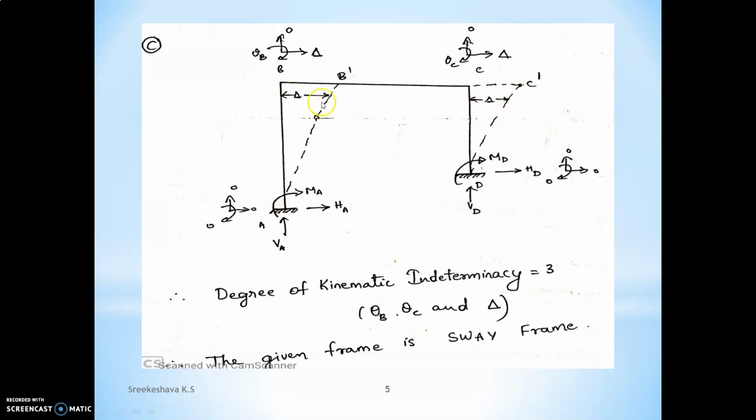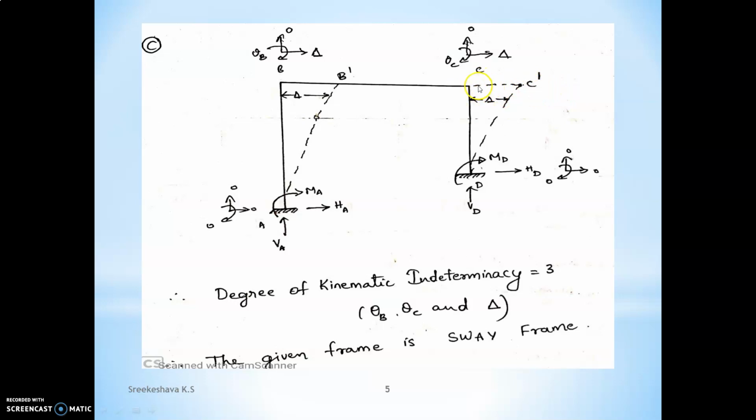It is not delta B or delta C, it is delta B and delta C. Both are equal: delta B equals delta C, which equals delta. Same amount, B dash equals C dash. Hence, this is horizontal sway. It will sway. This is a sway frame. All rectilinear frames are sway frames.